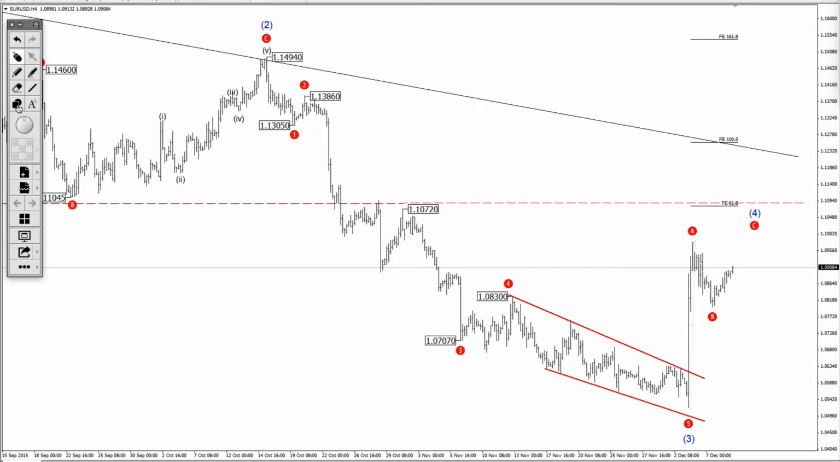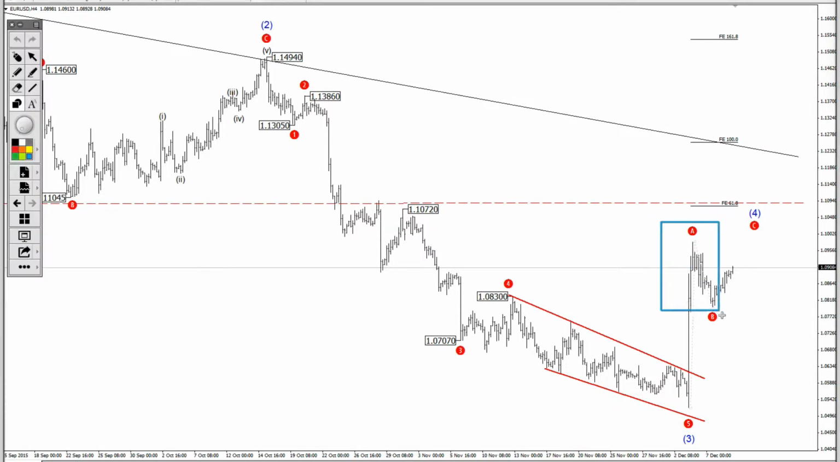So let's draw it here. So this structure from the A wave to the B low is not looking very impulsive. But first I would like to see if this ABC scenario is correct and we can expect more upside.